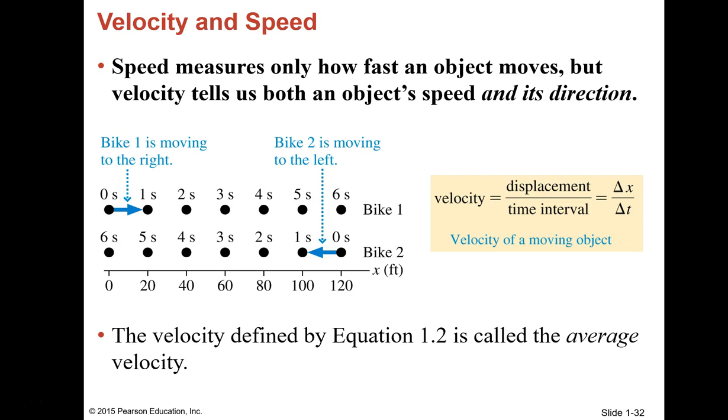And these are looked at as your average velocity. If we look at it, bike 1 covers 120 feet in 6 seconds. So that's 20 feet per second, the average velocity of bike 1. Okay, average looks at the whole thing; instantaneous goes to a given point.